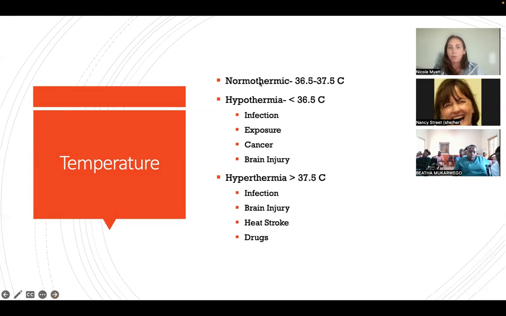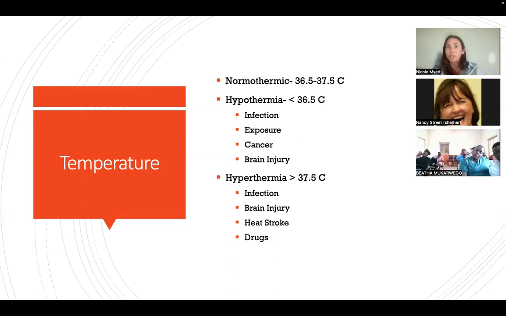So again, we're talking about what normothermia is. So hypothermia. What are some of the reasons that someone's temperature is low? Does anyone, I mean, they're here, but does anyone have any ideas about why someone would have a low temperature? So infection. Believe it or not, we often think of infection as having a high temperature, but certainly when someone has an infection, they can also have a low temperature.